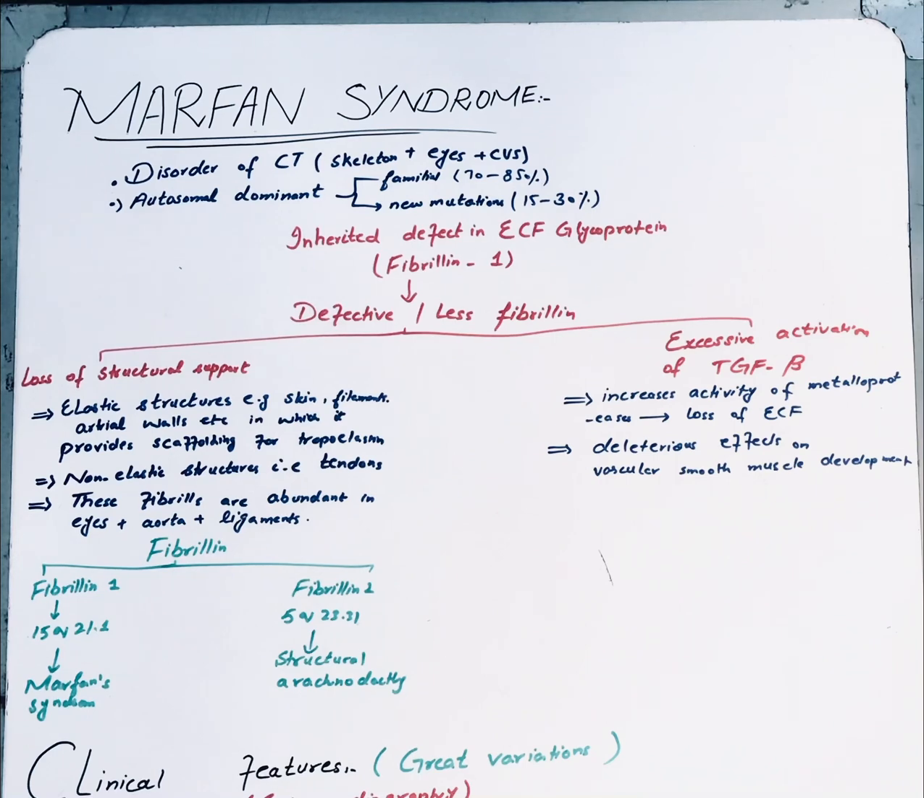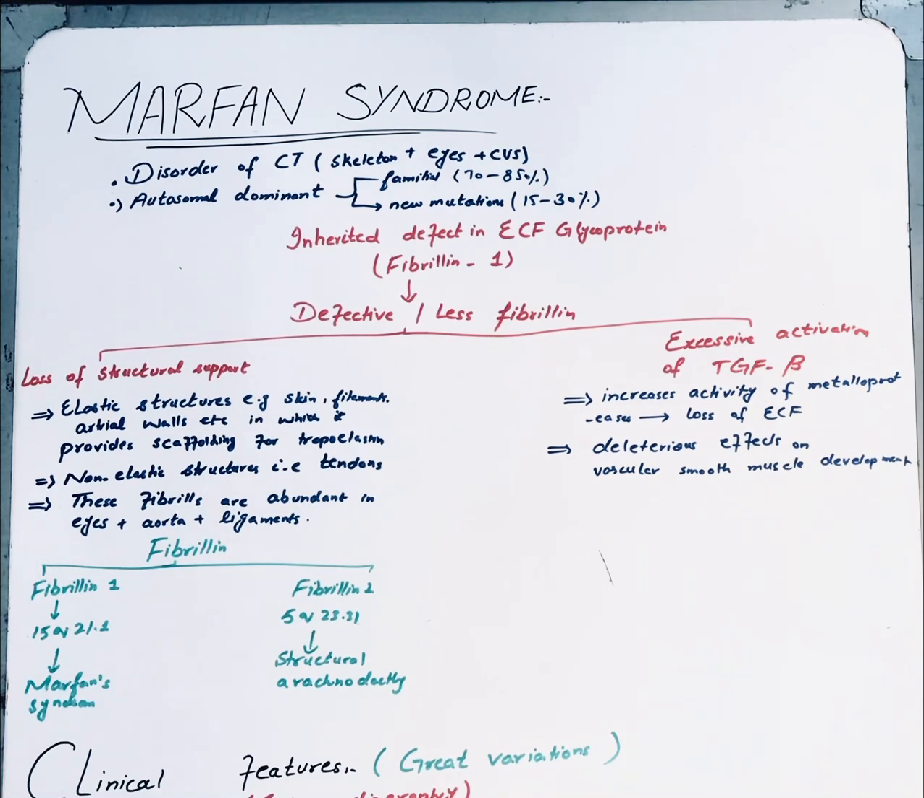In my previous video I have explained autosomal dominant, autosomal recessive and X-linked disorders and their pattern of inheritance as well. Now this is the first example of an autosomal dominant disorder. It can be familial as well as due to new mutations. New mutations are those which occur during gametogenesis, and familial ones are those which are present in parents and are transferred to their newborns.